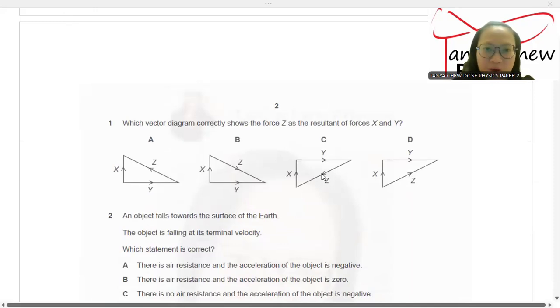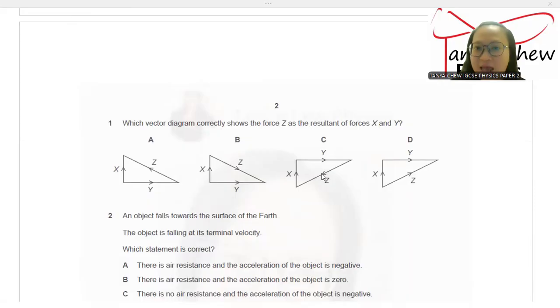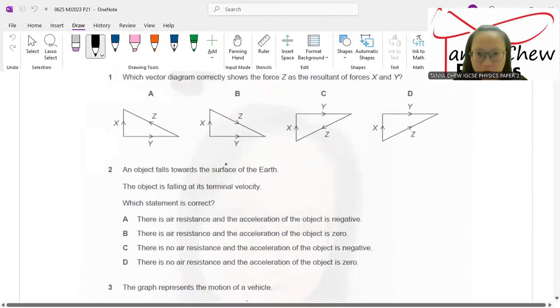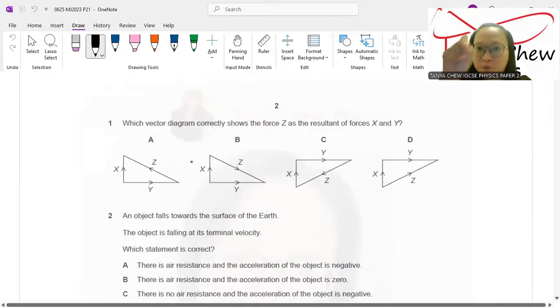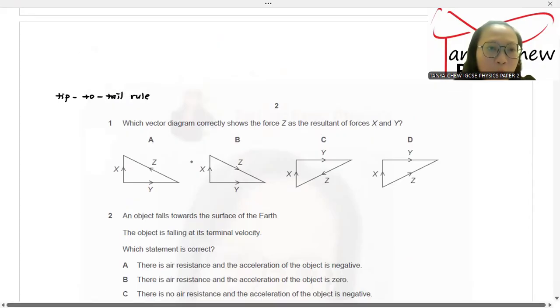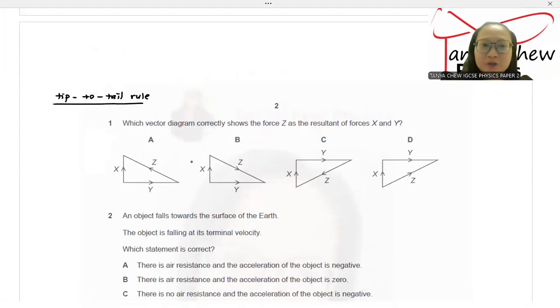Which vector diagram correctly shows the force Z as the resultant of forces X and Y? So whenever you see a vector triangle being drawn here, all you need to do is just recall one rule. The rule is called the tip to tail rule. What do I mean by tip to tail rule? It means that you have to imagine that you have an arrow. The pointy part of the arrow is called the tip of the arrow, and the back of the arrow is called the tail of the arrow.